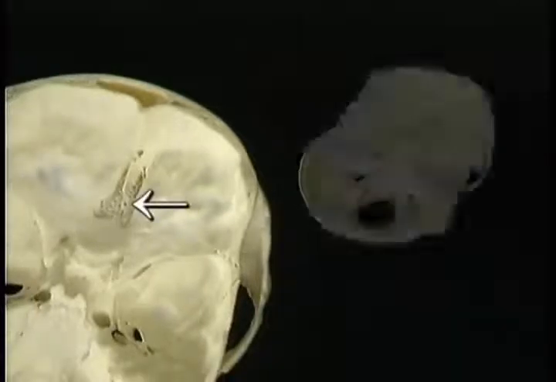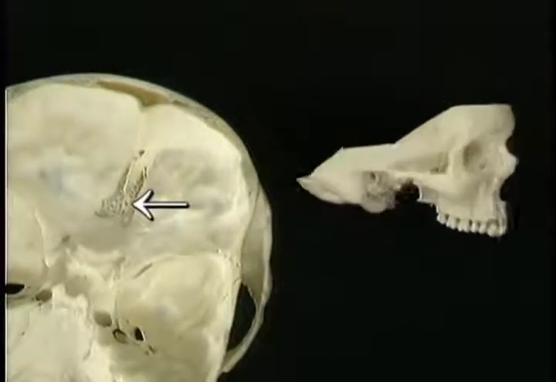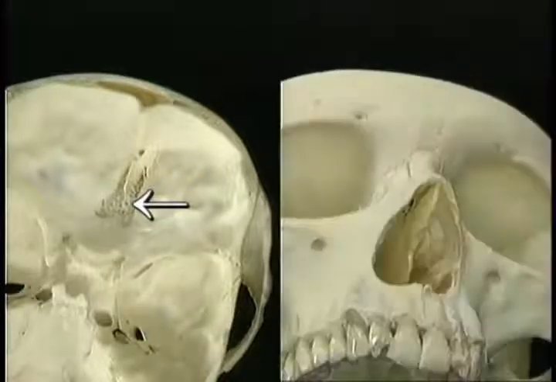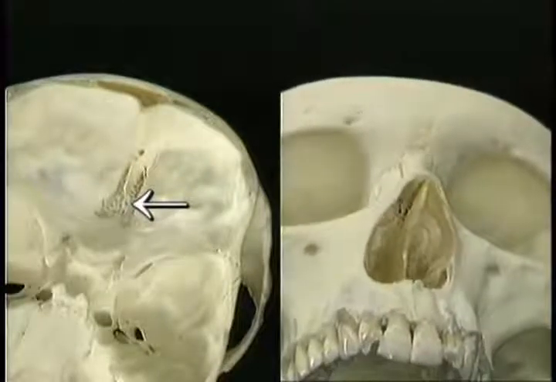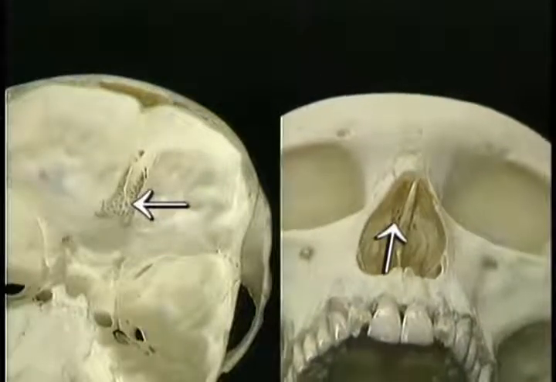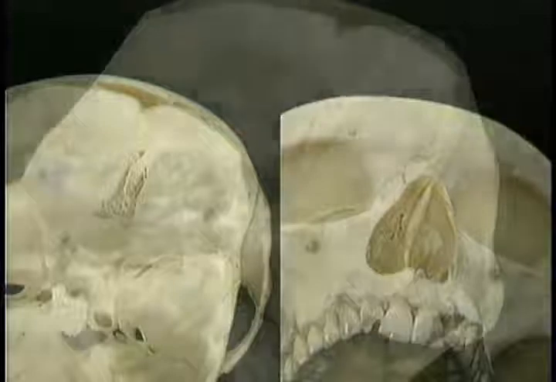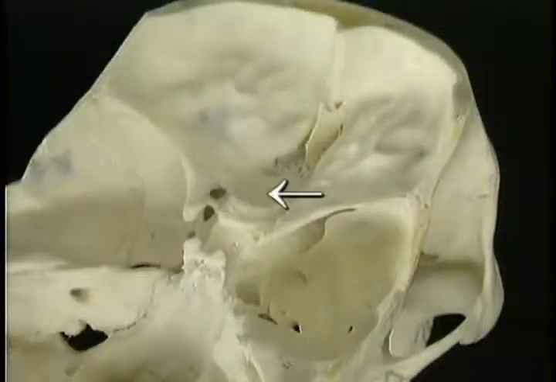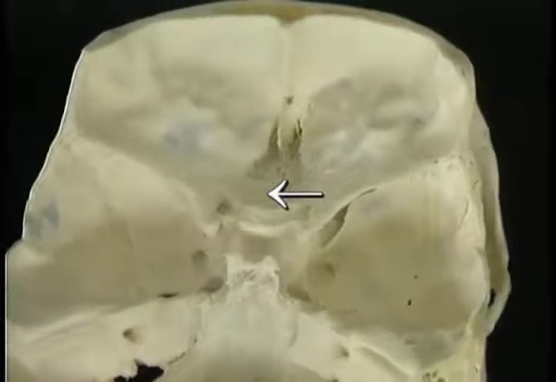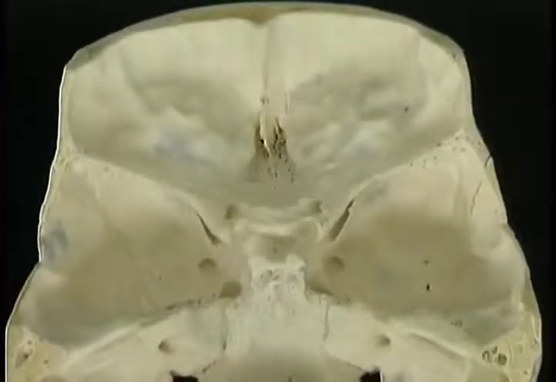The cribriform plate forms the very narrow roof of the nasal cavity. Here we can see it from below. The filaments of the olfactory nerve, which transmits the sense of smell, pass through the openings in the cribriform plate. This flat area behind the cribriform plates is the roof of a cavity that we'll see later, the sphenoid sinus.